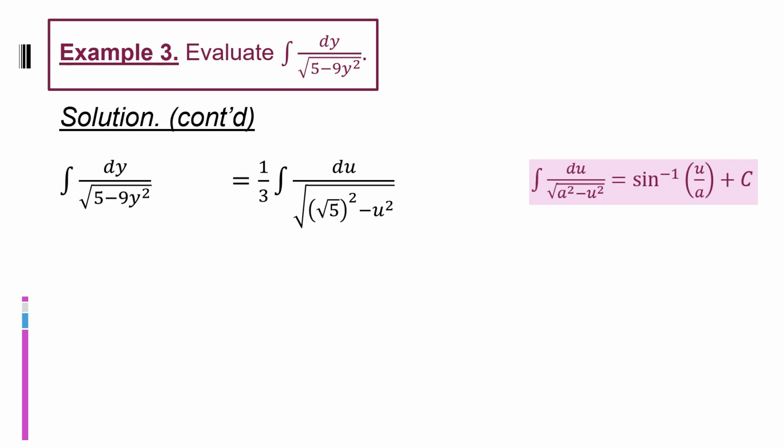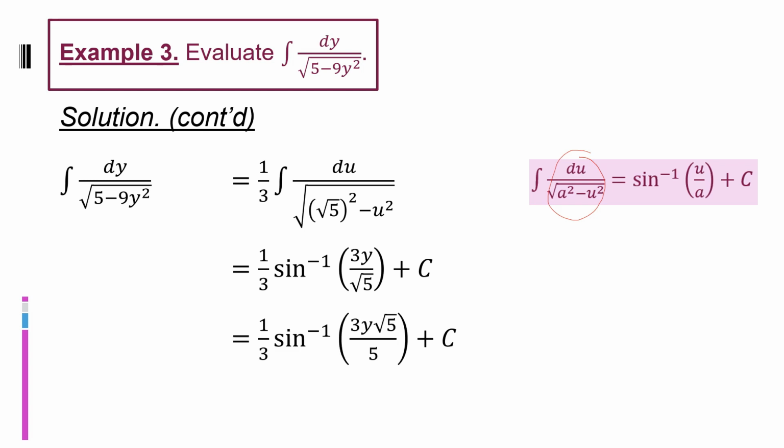So since kamukha na niya ito, then we now have 1/3 times arcsine of 3y over square root of 5 plus c, or kapag ni-rationalize natin yung square root of 5, that is just 1/3 arcsine of 3y square root of 5 over 5 plus c.